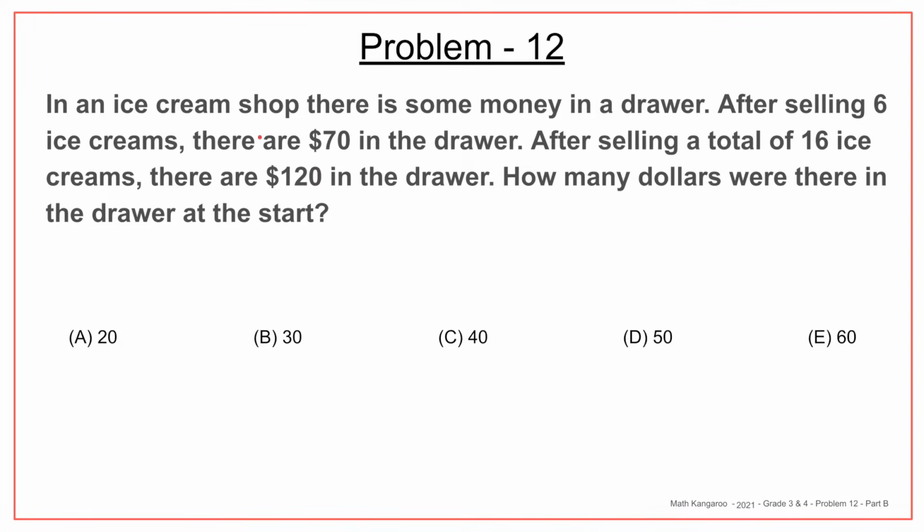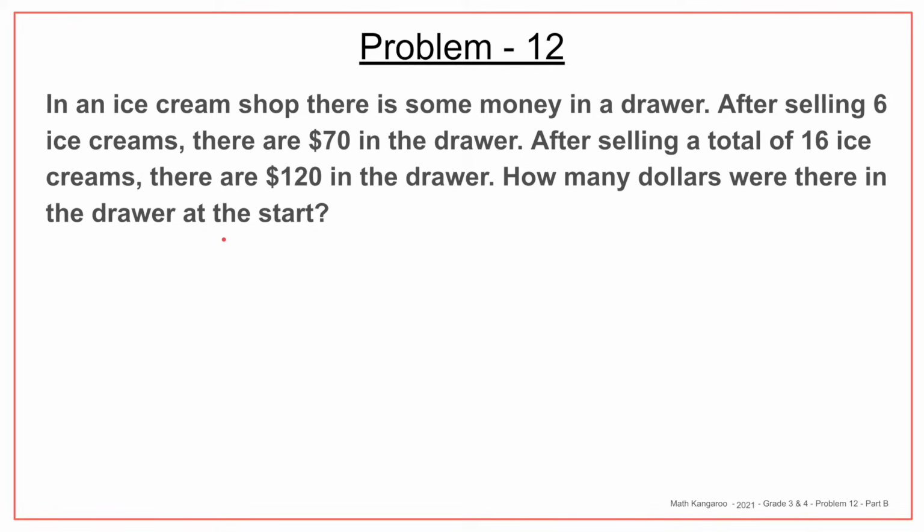Problem 12. In an ice cream shop, there is some money in a drawer. After selling 6 ice creams, there are $70 in the drawer. After selling a total of 16 ice creams, there are $120 in the drawer. How many dollars were there in the drawer at the start? These are our options. Let us get a clean slate to solve this equation.